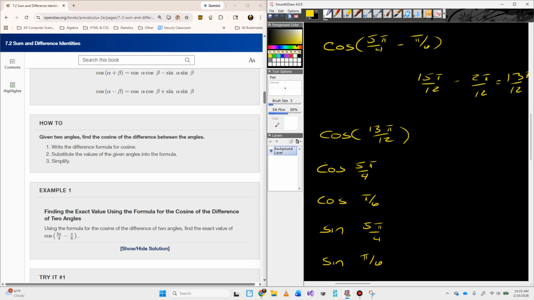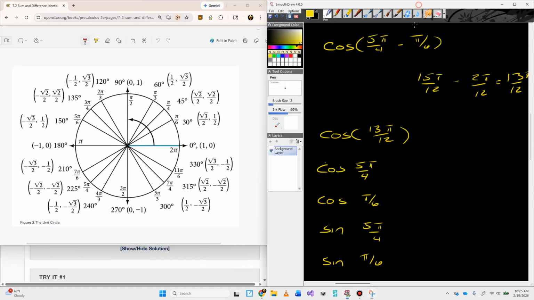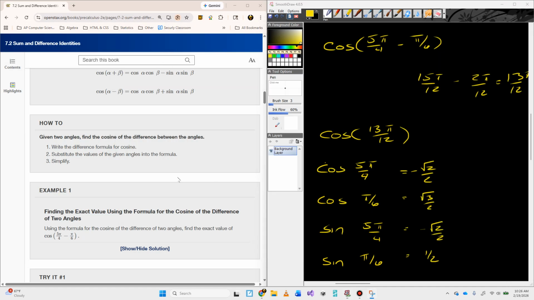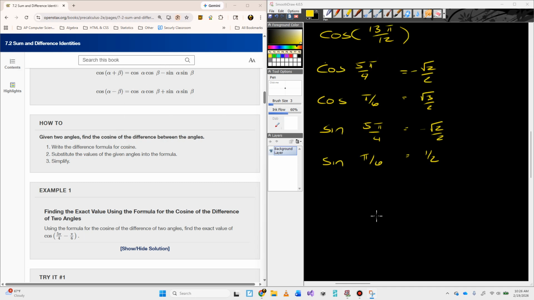And I use that same circle that I have here. The cosine of 5 pi over 4 is negative square root of 2 over 2. The cosine of pi over 6 is the square root of 3 over 2. The sine of 5 pi over 4 is the negative square root of 2 over 2. And pi over 6, the sine of that is 1/2. So I have exact answers for each of those. And I use this formula for cosine, subtracting this time. So I'm going to go ahead and use this formula right here.